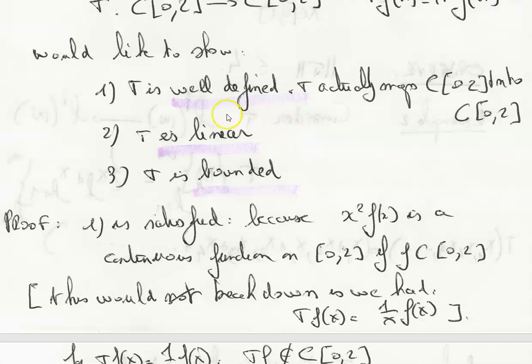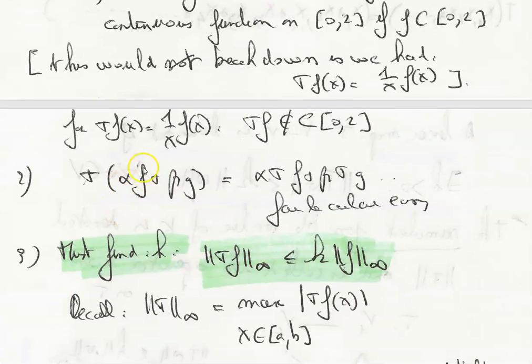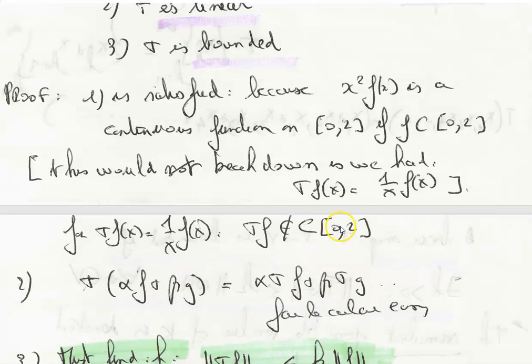Then let's prove 2, that T is linear. We have T of alpha f plus beta g is alpha Tf plus beta Tg, as an easy calculation.